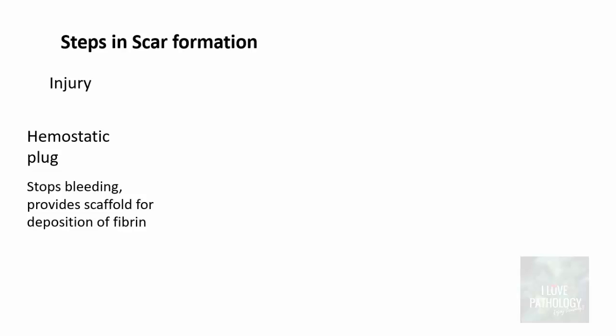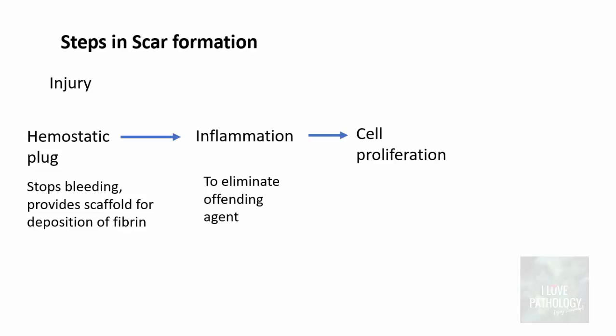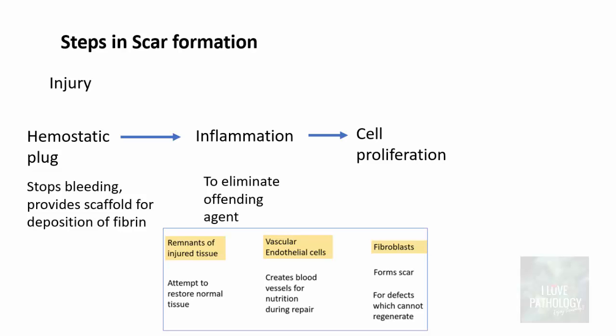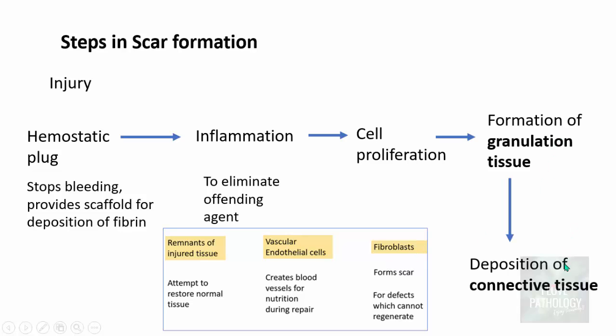So before that, let us recap the steps in scar formation. Whenever there is an injury, the immediate thing which happens is the formation of a hemostatic plug, which stops bleeding and provides a scaffold for deposition of fibrin, right? Which then leads to inflammation, basically to eliminate the offending agent, and then leads to the proliferation of various cells, which could be remnants of injured tissue, vascular endothelial cells, or fibroblasts, and that leads to formation of granulation tissue, and finally deposition of connective tissue. All these things were discussed in greater detail in the earlier videos, right? If any of these steps go wrong, if any of these steps become abnormal, that would result in abnormalities in tissue repair. Now let us understand what these abnormalities are.